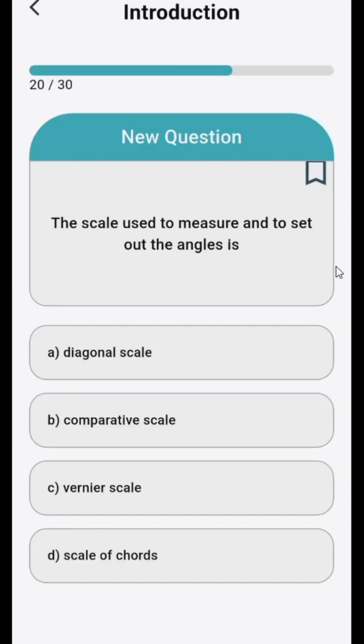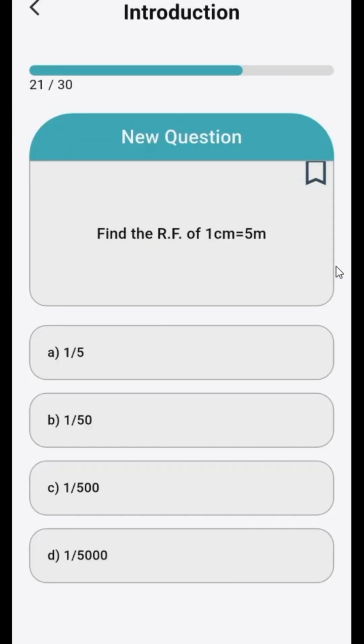The scale used to measure and to set out the angles is (A) diagonal scale, (B) comparative scale, (C) vernier scale, (D) scale of chords. Find the RF of the scale: (A) 1 in 5, (B) 1 in 50, (C) 1 in 500, (D) 1 in 5000.